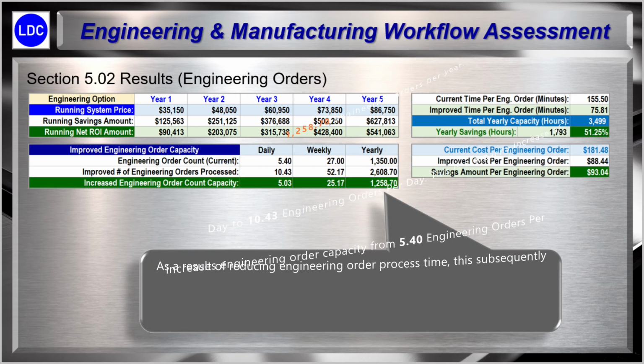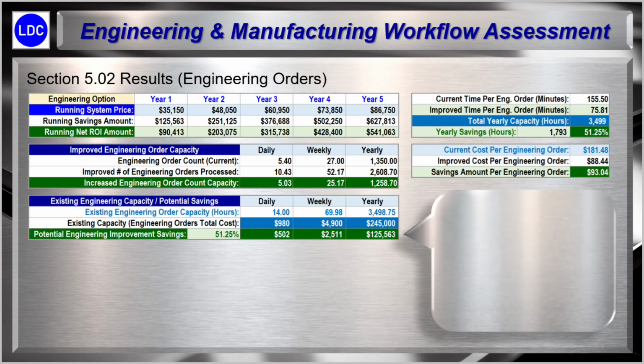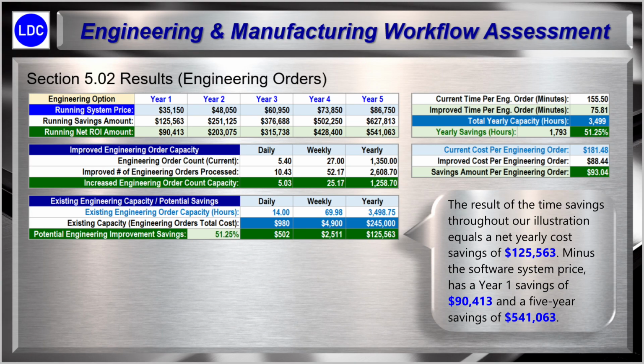As a result of reducing engineering order process time, this subsequently increases engineering order capacity from 5.40 engineering orders per day to 10.43 engineering orders per day. This is a capacity increase of 1,258.70 engineering orders per year. The result of the time savings throughout our illustration equals a net yearly cost savings of $125,563. Minus the software system price, has a year one savings of $90,413 and a 5-year savings of $541,063.